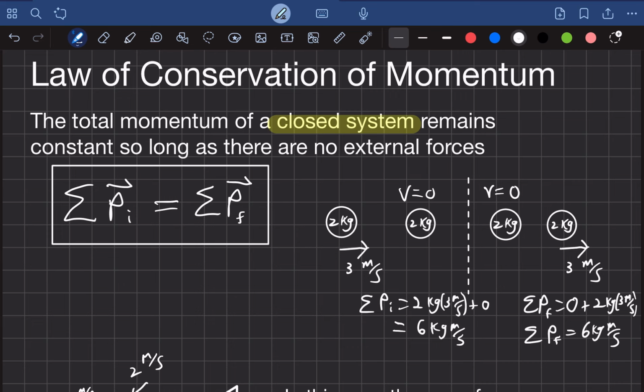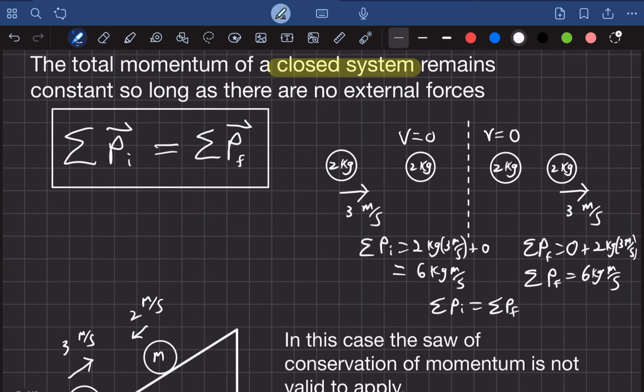And what we can see here is that the sum of all momenta initially equals the sum of all momenta final. That's what the conservation of momentum is saying.